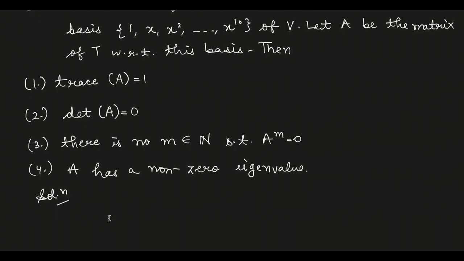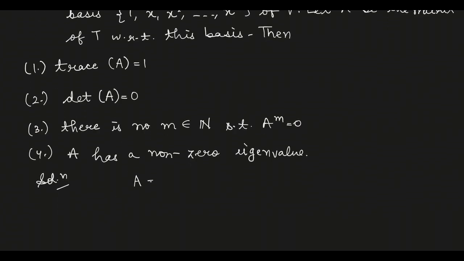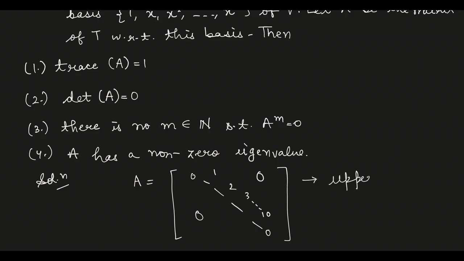So firstly tell me what will be that A matrix? The first column is 0. That 1 will be there. So second is 1, 0, 0, 1. Diagonal entries are also then 2, 3, 4, and then up to 10, and the rest are 0. So this is an upper triangular matrix with zero entries on the diagonal.